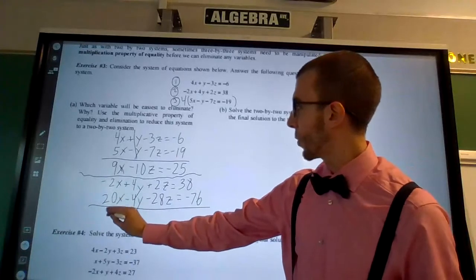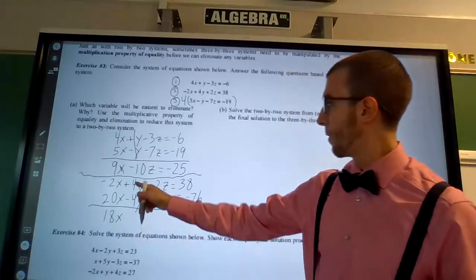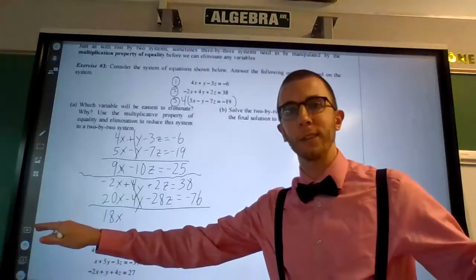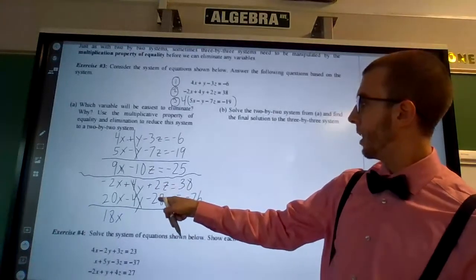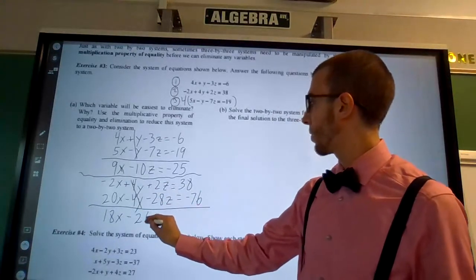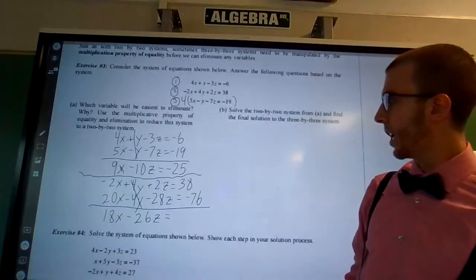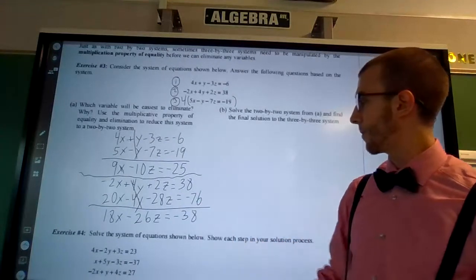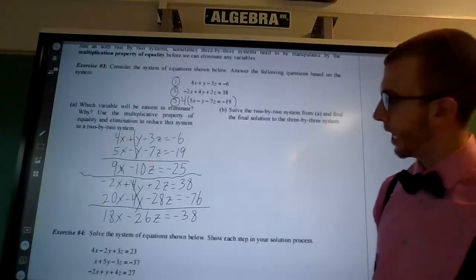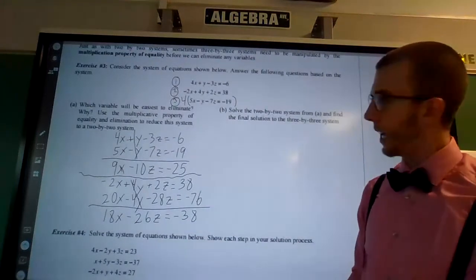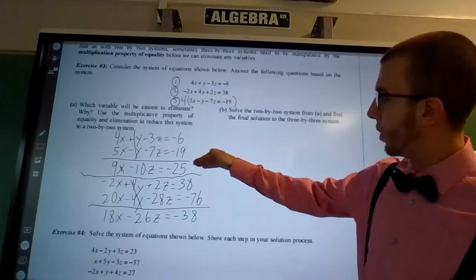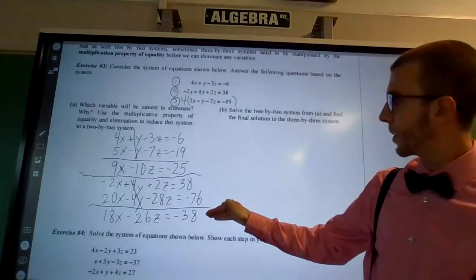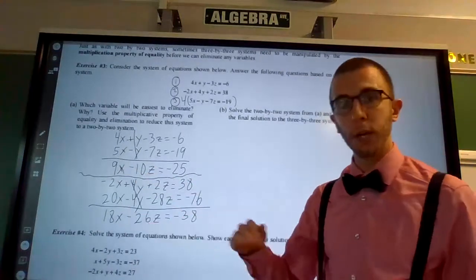So negative 2x plus 20x is 18x. 4y minus 4y is 0. So once again, that y is no longer. Then 2z minus 28z is minus 26z. That's equal to 38 minus 76, which is negative 38. All righty. So just like that, I now have two brand new and totally valid equations. I have two equations now that both have an x and a z, but no y's.